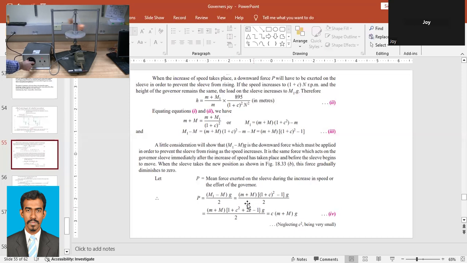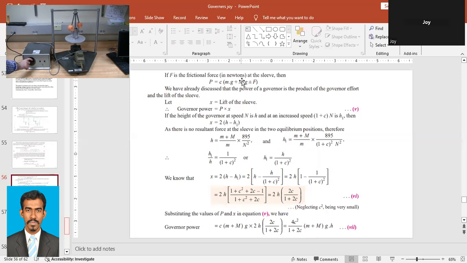So this 1 and minus 1 will be cancelled out. This c square will be neglected, and we will have only 2c in this bracket. This 2c and this 2 will be cancelled out, so we will have only c into small m plus capital M into g. So we come down to this point.